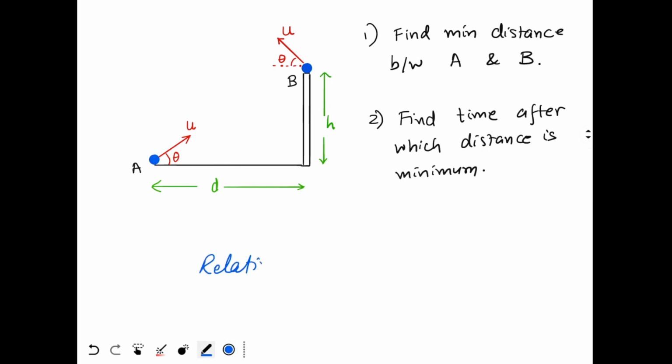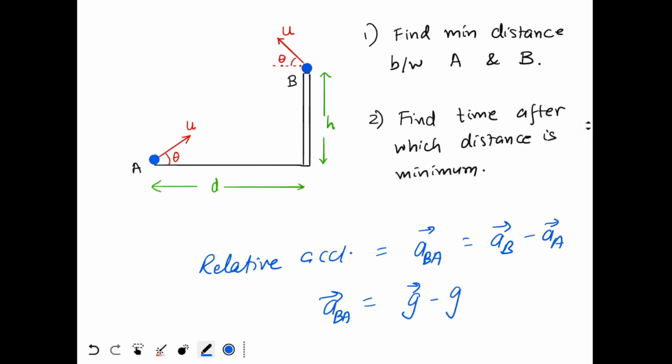Relative acceleration will be equal to the acceleration of B with respect to A, and that is acceleration of B minus acceleration of A. Now since the particles follow projectile motion, both of them have the same acceleration g. So a_BA equals g vector minus g vector, so relative acceleration is 0. So in relative motion, the particles are performing uniform motion with no acceleration.